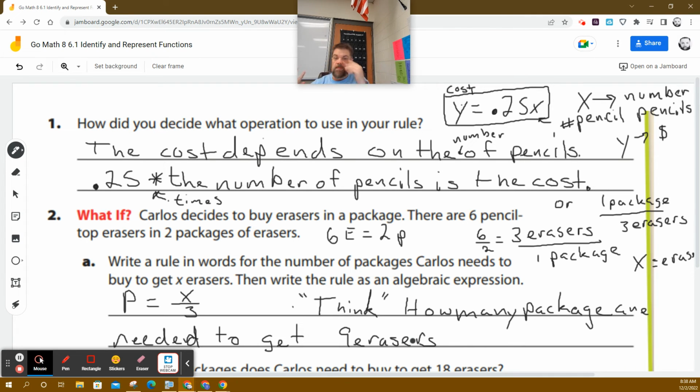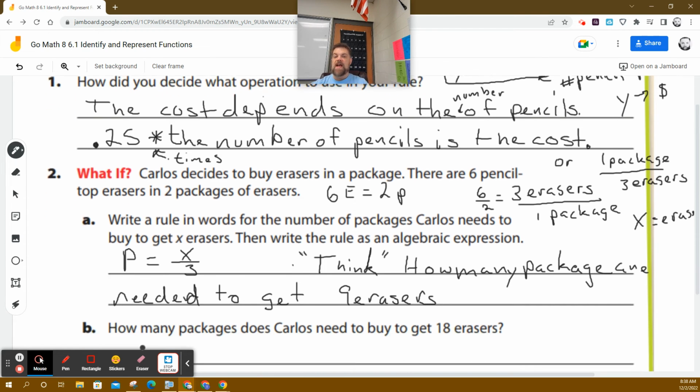Where does that come from? 9 divided by 3. If I said Mr. Adams is going to buy 24 erasers, how many packages do I need to buy? 8. Does that make sense? So what am I doing with the 24? I'm dividing it by 3. So X represents the total number of erasers, and then I'm mathematically dividing it by 3 to get the number of packages. Does that help?